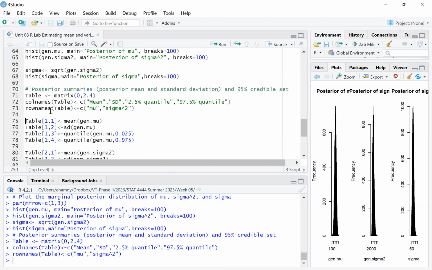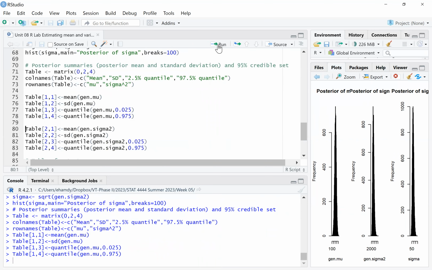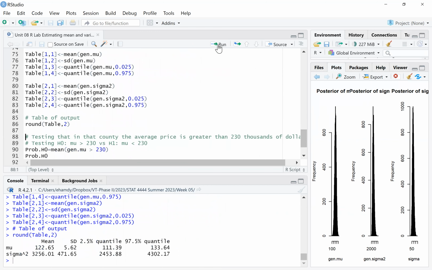And then I will fill in the table with the posterior mean of the population mean, the posterior standard deviation of the population mean, the 2.5 quantile, and the 97.5 quantile. Let's do the same thing for sigma square, and then round the values. This is the numerical summary.